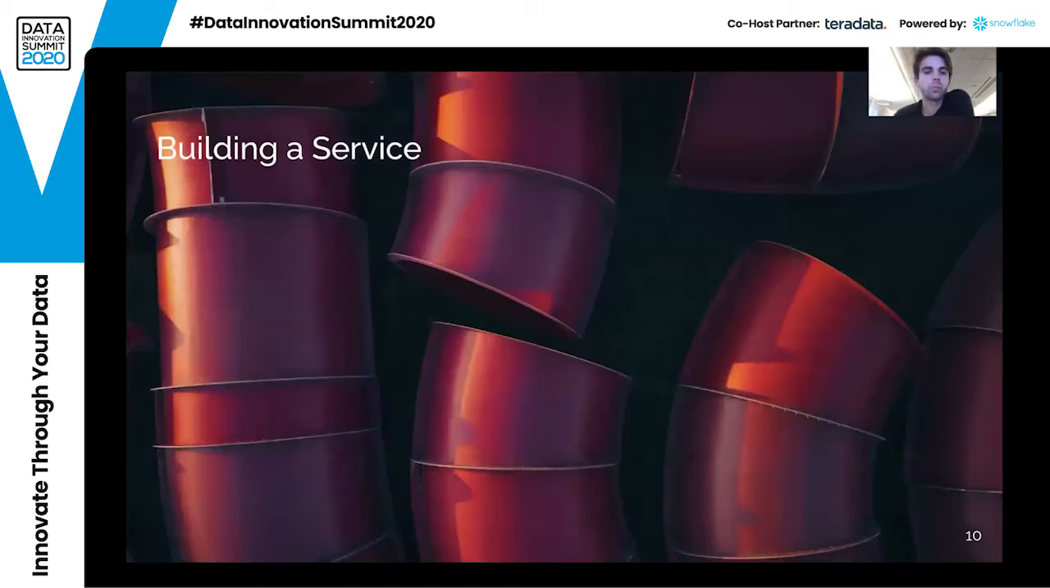Okay, now we have the model, but now let's talk about how we actually can build a service for semantic similarity search.